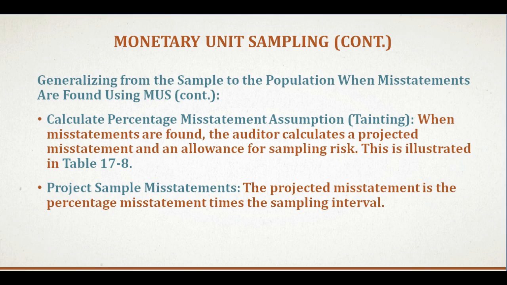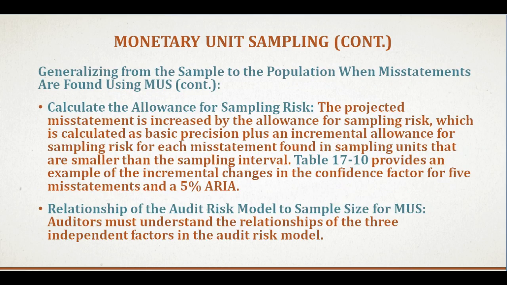When misstatements are found, the auditor calculates a projected misstatement and an allowance for sampling risk. The projected misstatement is the percentage misstatement times the sampling interval. The projected misstatement is increased by the allowance for sampling risk, which is calculated as the basic precision plus an incremental allowance for sampling risk for each misstatement found in sampling units that are smaller than the sampling interval.